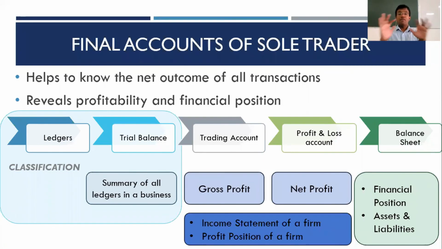So in a nutshell, we've got an overview about the preparation of final accounts in a sole trader. You start off with ledgers, then you prepare the trial balance, then the trading account, profit and loss account, and then finally the balance sheet. Trading account and profit and loss account together are called the income statement because you come to know the profit position. Then you prepare the balance sheet because you want to know the financial position, which is estimated in terms of assets and liabilities. So with that note, we have got an overview about the preparation of final accounts in a sole trader.